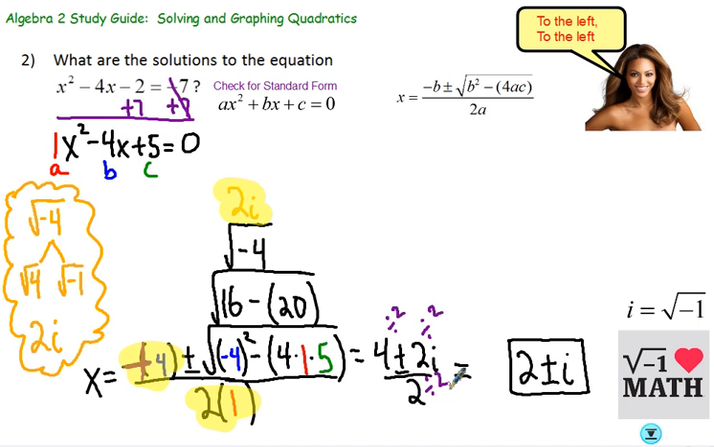So 4 divided by 2 is 2. 2 divided by 2 is 1i. But 1i is really the same thing as i. It's kind of like x: if you had 1x, you would just write x. And then 2 divided by 2 is 1. And so 2 plus or minus i would be our final answer.